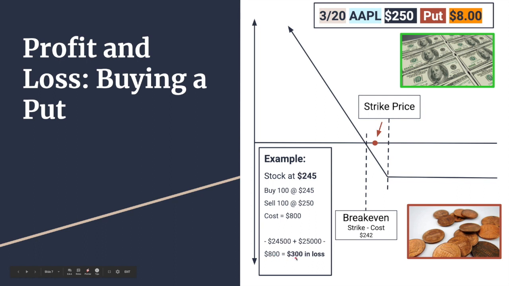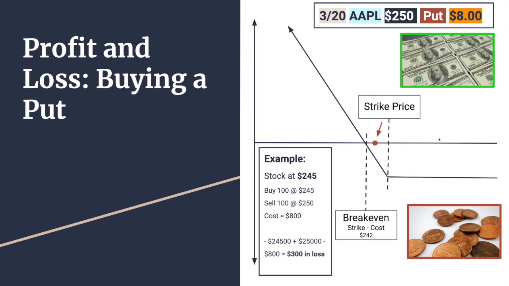Our max loss on this trade would have been $800 because if the stock price was above our strike price, there would be no point in selling at the strike price because you could sell at the market for more. So that means that this option would not have been exercised. You would not want to exercise this option. Therefore, you would not be buying or selling anything, so that would be $0, and you would just be taking away $800, which is your cost.